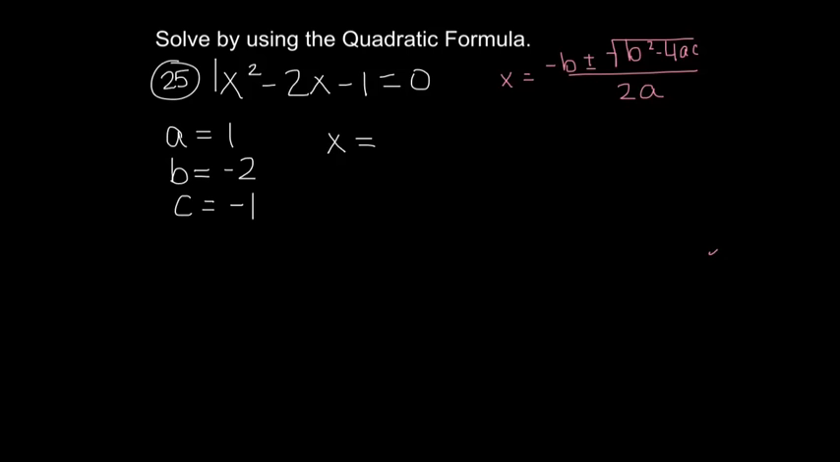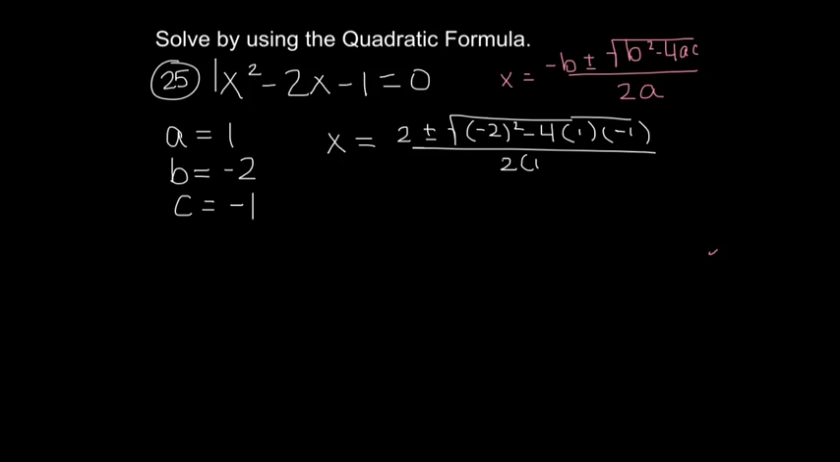X is equal to the opposite of b. Since b is negative 2, the opposite is positive 2, plus or minus the square root of b squared, so that's negative 2 squared, minus 4 times a, which is 1, times c, which is negative 1, all over 2 times a, so that's all over 2 times 1. We want to simplify under the radical first, so that leaves us with 2 plus or minus the square root of negative 2 squared is positive 4.